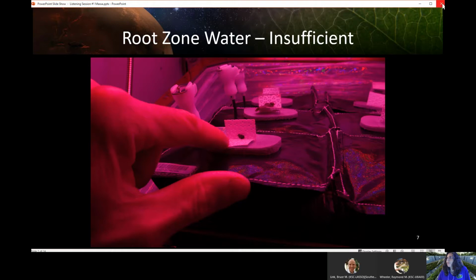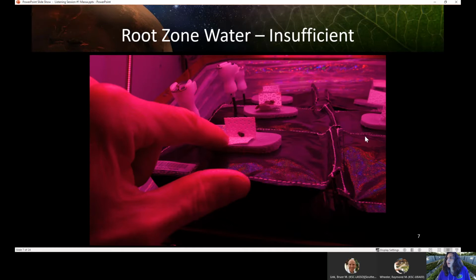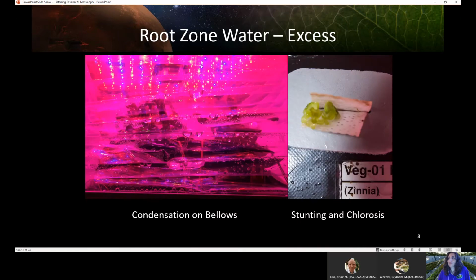So when we have insufficient root zone water, as you can see in this image here, we have problems. Here we actually have some plants that died because they ran out of water. This was the very first test of Veggie, and the astronaut intervened pretty quickly, but not quick enough to save the plant that he's pointing out there. So this is a lesson that we've learned, and we're walking a tightrope, and we fall off a lot with Veggie.